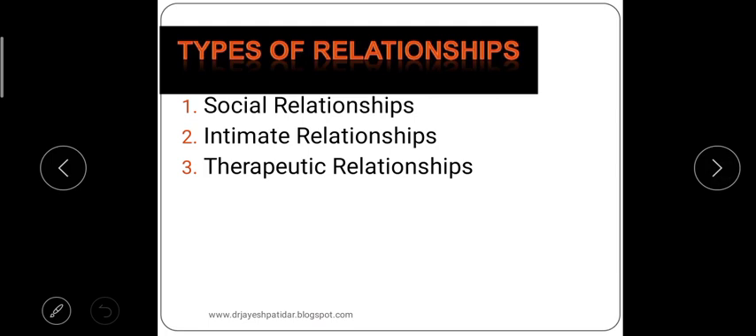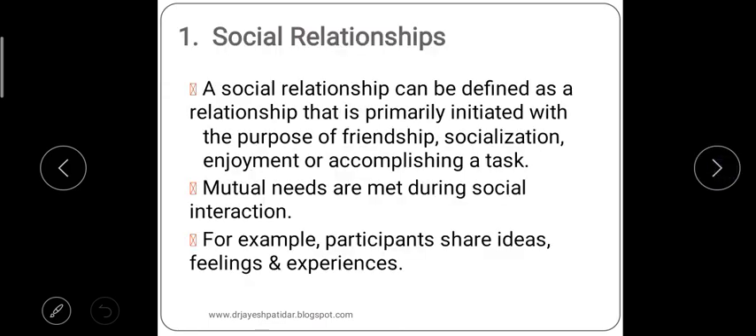Next, we are going to see the types of relationships. There are three types of relationships. First one, social relationship, second, intimate relationships, and third, therapeutic relationships. Now we are going to see one by one. First one, social relationship. It is a relationship which is based on your surroundings, your society, the bonding you are sharing with your family members and your friends. That is an example of social relationships.